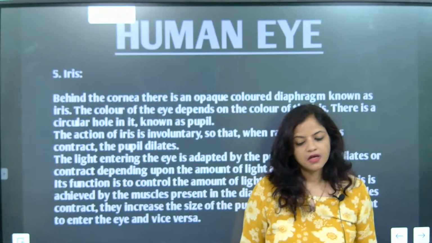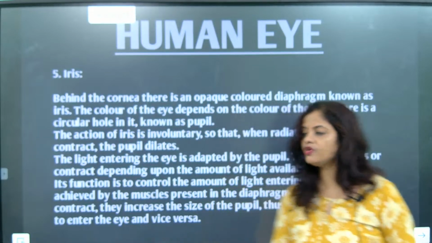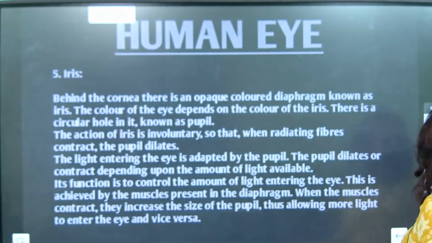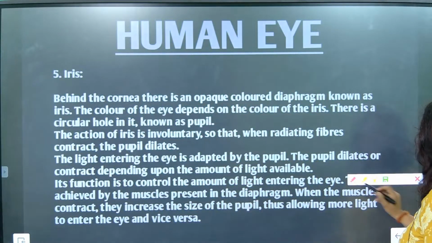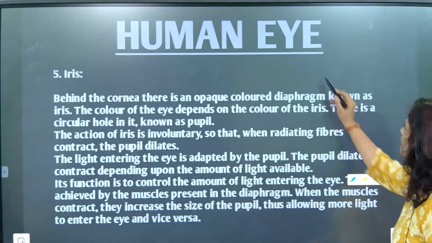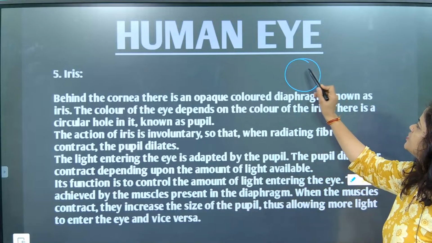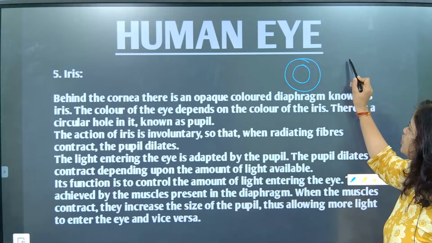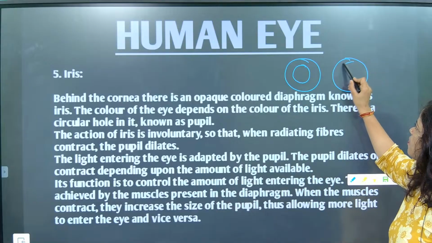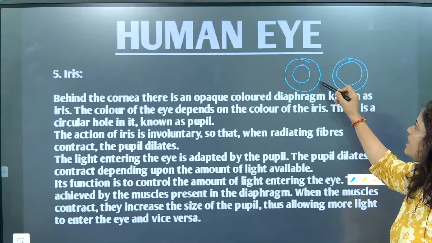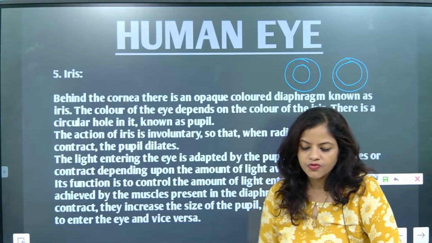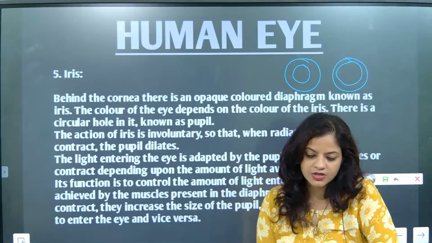Done. So let's go for it one more time. Last class we discussed it. Here, this is the shape the iris will be. So this is the iris part. So two situations are happening. One time it will become small and one time it will become big. So which case? Relax, absolutely correct.